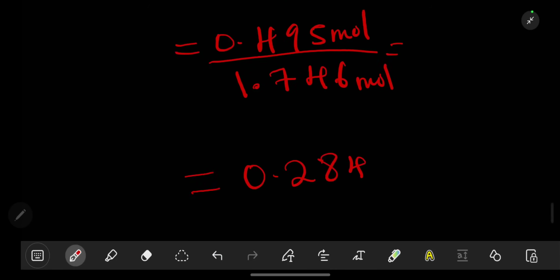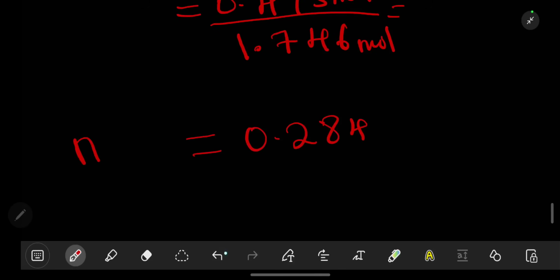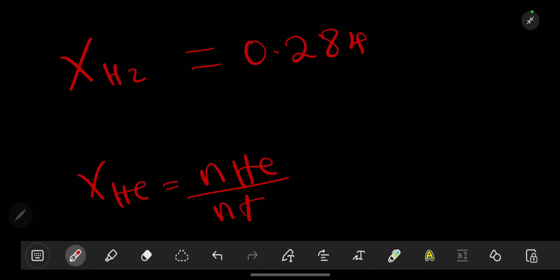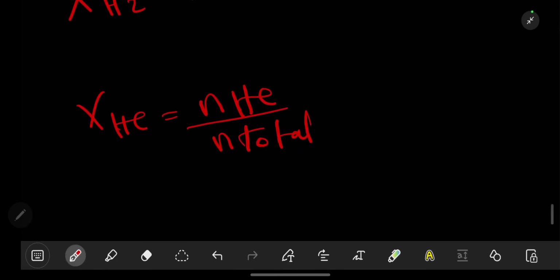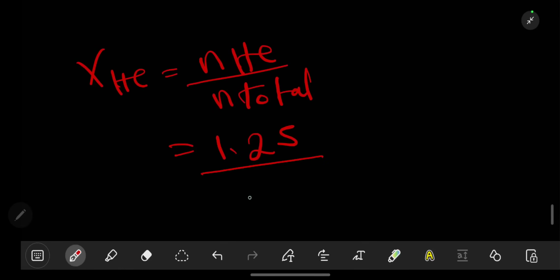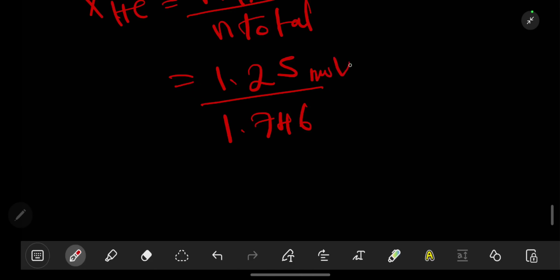0.284 rounded off to 3 significant figures. So this is our mole fractions. The mole fraction of hydrogen. Likewise, the mole fraction of helium will be equal to the number of moles of helium over the total number of moles. The number of moles of helium was found to be 1.25. We divide it by the total, which we found to be 1.746. Remember, it does not have units.